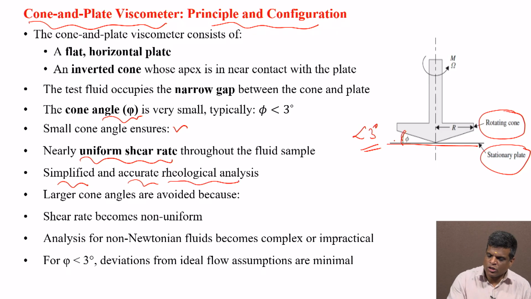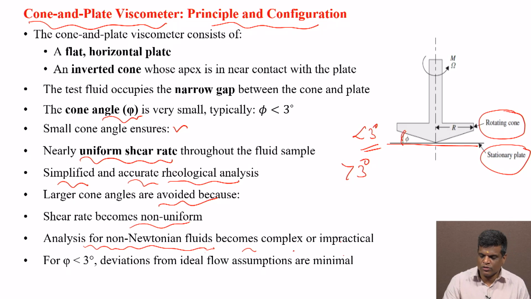But when you make a large cone angle, if you increase beyond 3 degrees, then what will happen? Then the shear rate becomes non-uniform. Then analysis of non-Newtonian fluids is more complex, and of course, very impractical. So, the cone angle theta of 3 degrees, if it deviates, it deviates from the ideal flow assumptions.